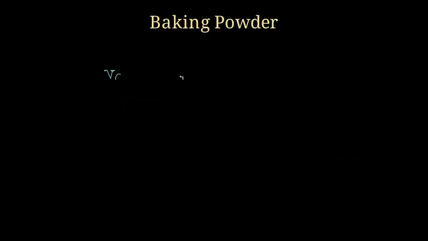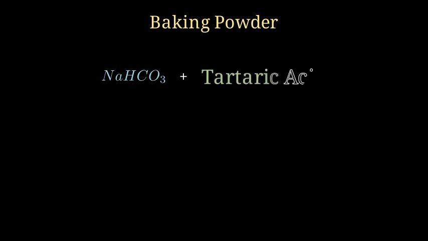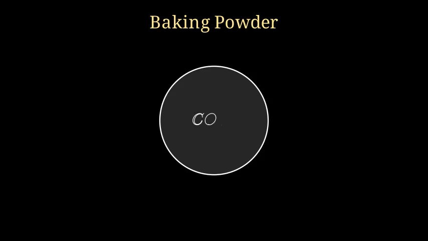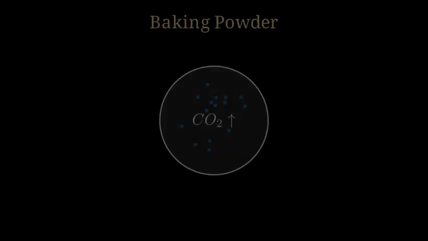That's why we use baking powder, which is a mix of baking soda and a mild edible acid like tartaric acid. When they get wet in the batter, they neutralize each other, releasing the CO2 without the bitter aftertaste.